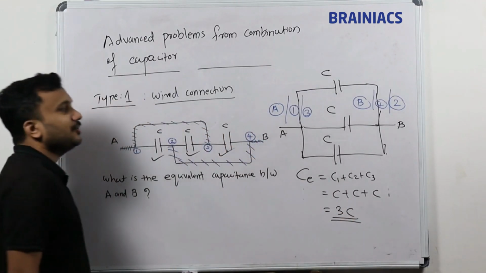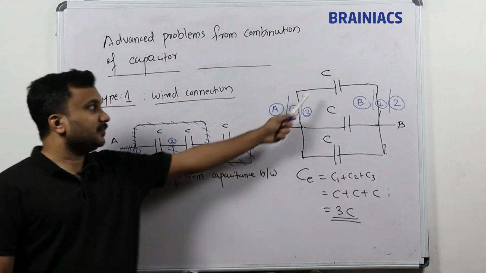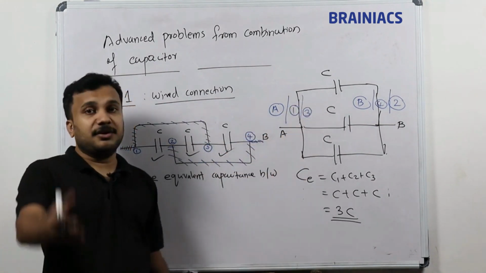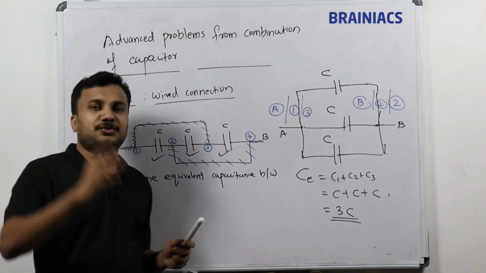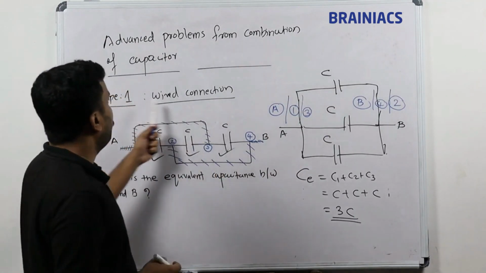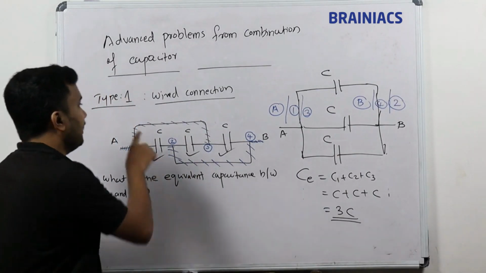3C, which means this is nothing but a parallel connection. If you get a question like this one, you will easily answer. But if you see something like this one, this is just to confuse you with a wired connection. So be careful about such type of connection.